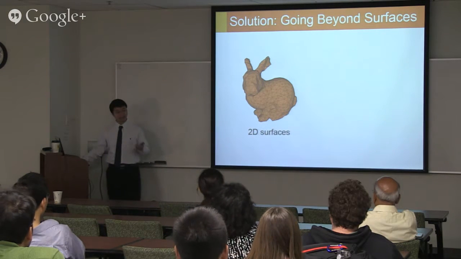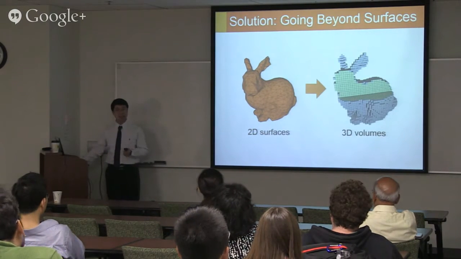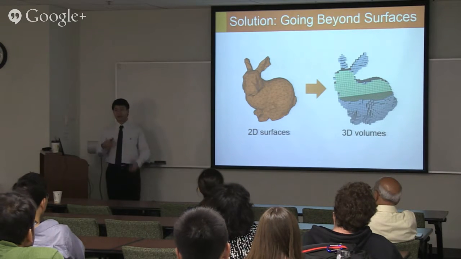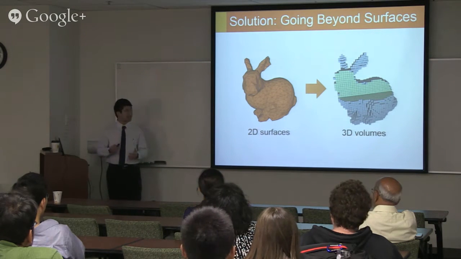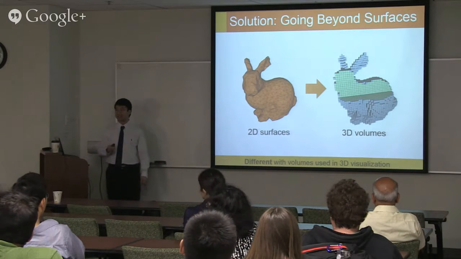So to overcome these limitations, one way is to go beyond 2D surfaces and treat objects as 3D volumes. Here, the 3D volumes are used to describe the optical properties of an object, and this is fundamentally different from those used in 3D visualization.